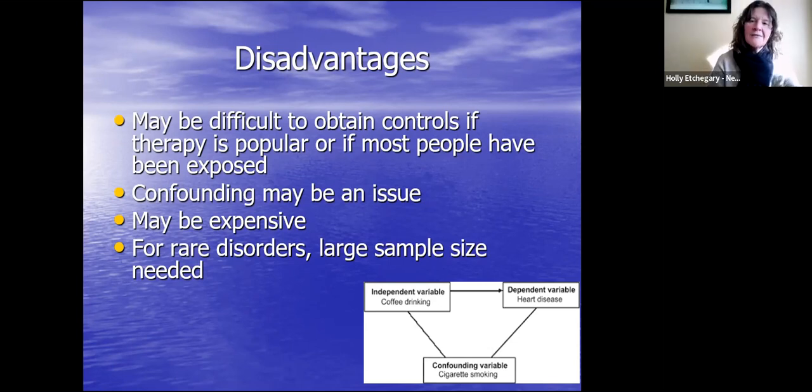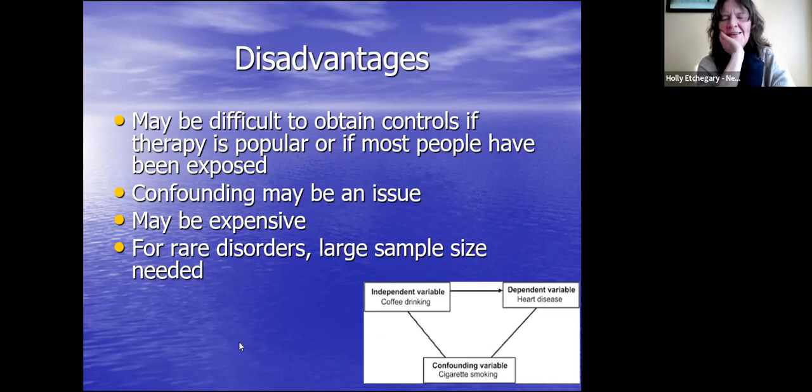So people use the machines or they don't, people smoke or they don't. If a therapy or an exposure is popular, if most people have been exposed, it'll be hard, won't it, to find controls, people who haven't been. Confounding may be an issue. Have a look at this little diagram down here.